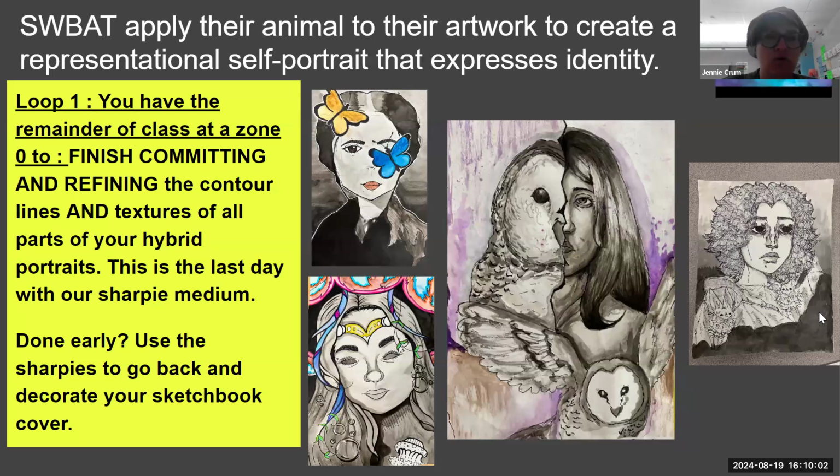All right, y'all, so rest of class, you're applying your animal, you're committing to the human side, you're covering all pencil, you're creating a representational self-portrait. Why are we doing this? We're expressing parts of our identity. So every mark we make needs to be purposeful. You have the remainder of class at a zone 0. Be productive. Don't talk. Work. Okay? Work. Finish committing and refining all of those lines and textures to all parts of your hybrid portrait.